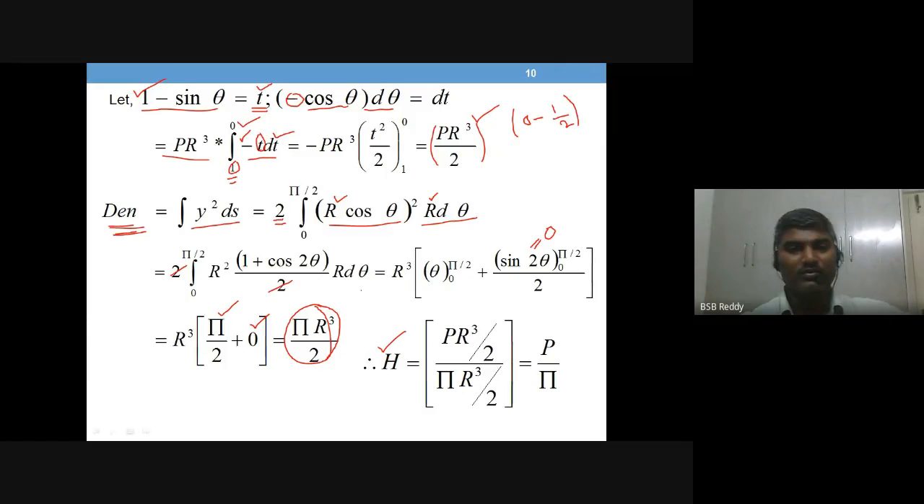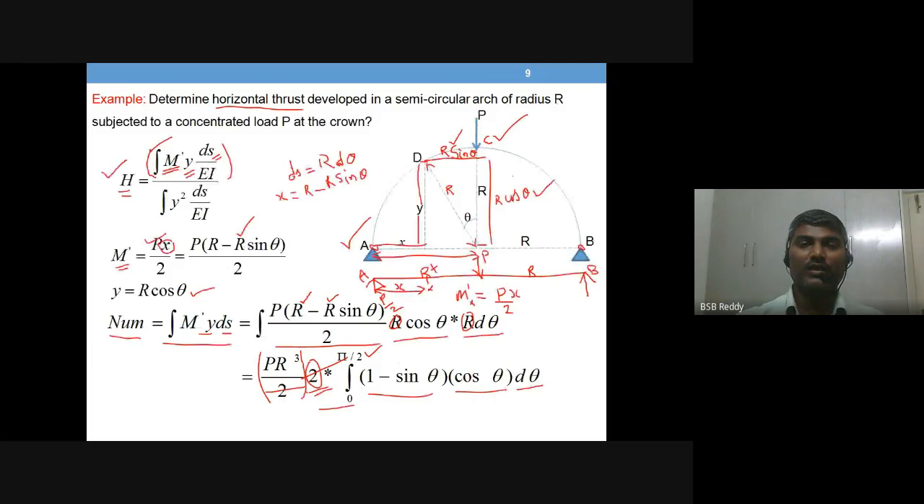So now you substitute these two values, the numerator value and the denominator value, into the formula of H, where the numerator value is P R cube by 2, denominator is pi R cube by 2. Okay, so R cube and R cube gets cancelled, 2 and 2 is getting cancelled. P by pi is the horizontal reaction in the arch. Okay, so this is how we are able to solve the horizontal thrust which is asked for a semicircular arch of radius R, subjected to concentrated load P at the crown. Okay, this is only for the case of load at the crown. So the value of H is P divided by pi, right?